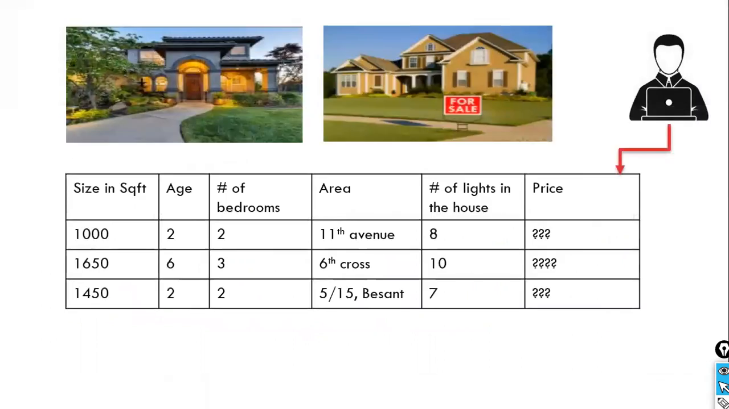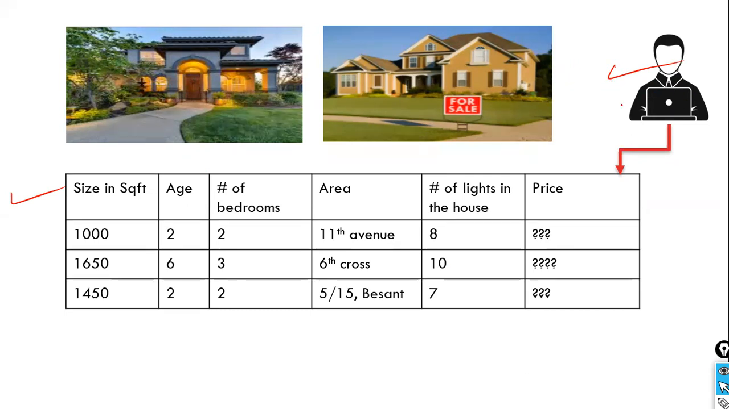Now look at this data set. In this data set, can you tell me which one is the dependent variable and which are the independent variables? This is the housing data set. So this is the realtor. He is into the real estate business.